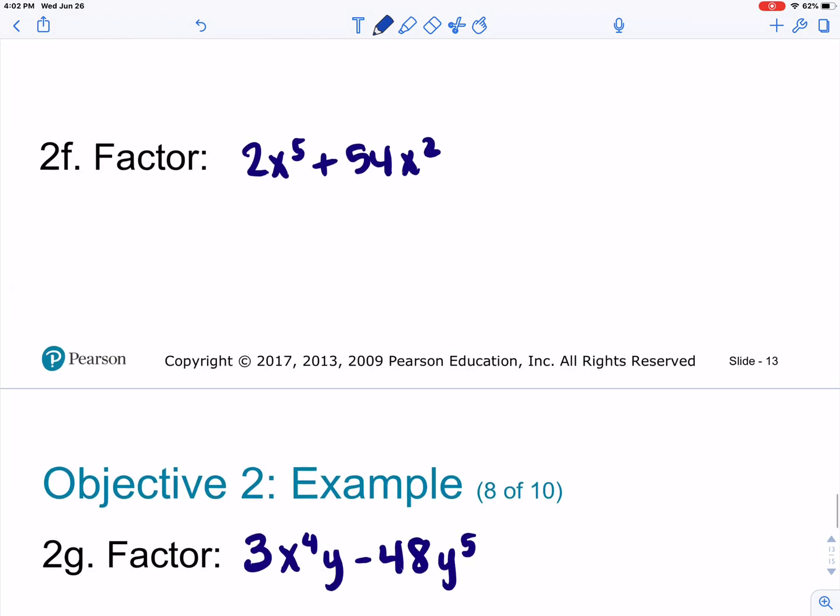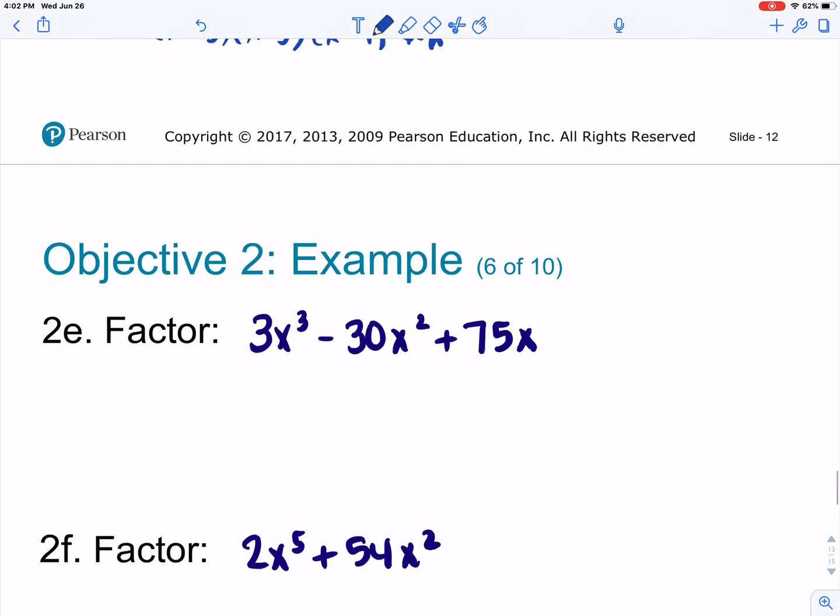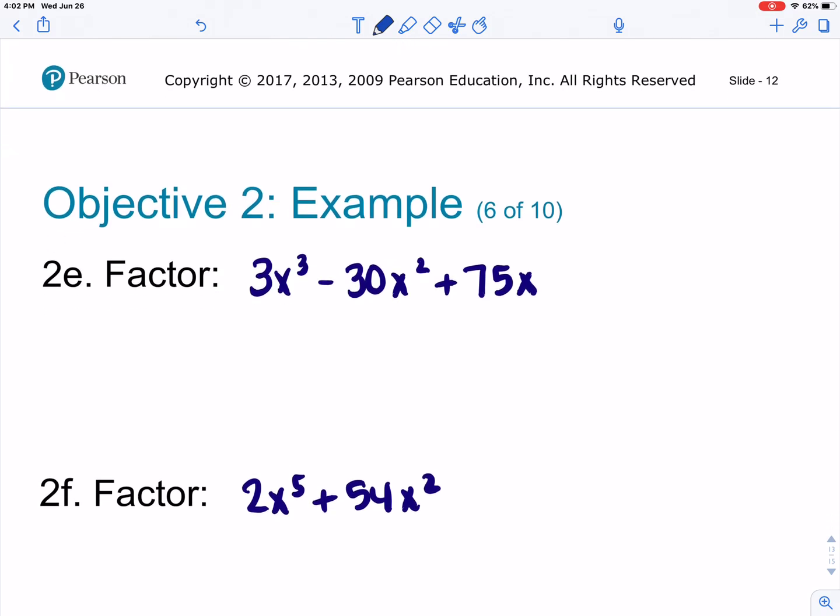All right, so got a couple more here. So let's see, 3, 30, and 75. Well, I think those are all divisible by 3. Then this one, the first one has 3 x's, the second one has 2 x's, and the last one has 1 x. So it looks like I'm pulling x out. So let's see, what did I say? I said 3x.